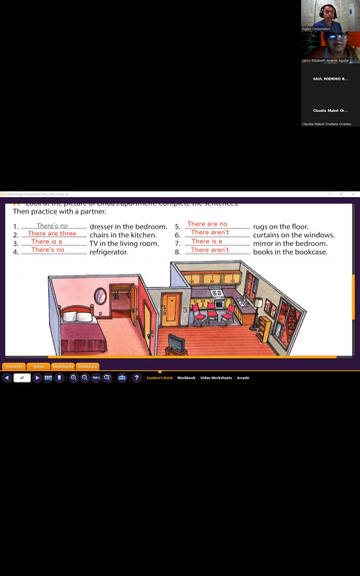There are three chairs in the kitchen. There's a TV in the living room. There's no refrigerator. There are no rugs on the floor. There aren't curtains on the windows. There is a mirror in the bedroom. There aren't books in the bookcase.